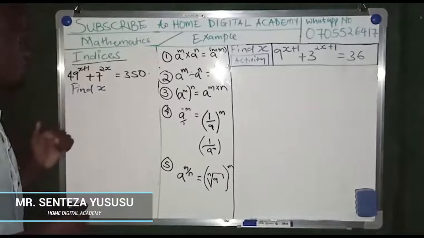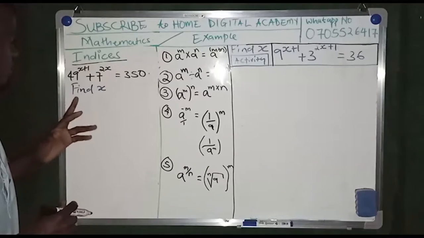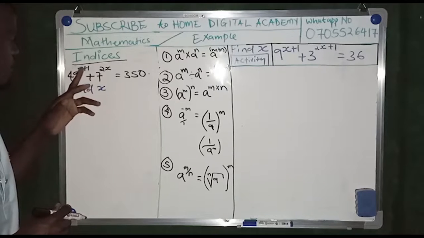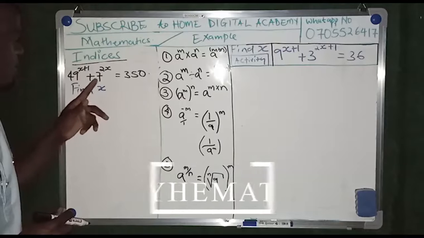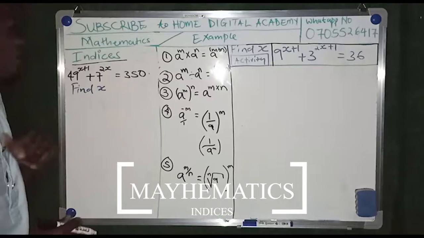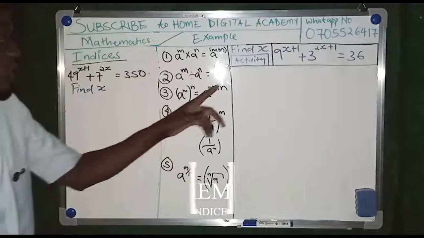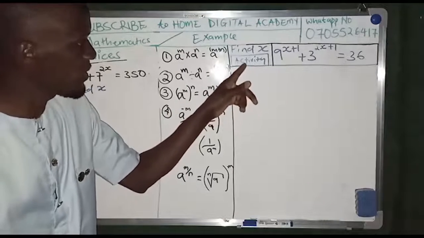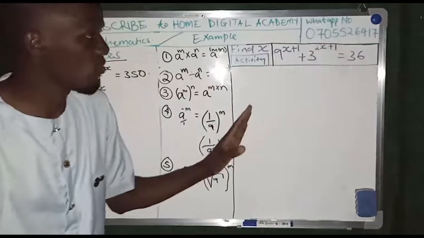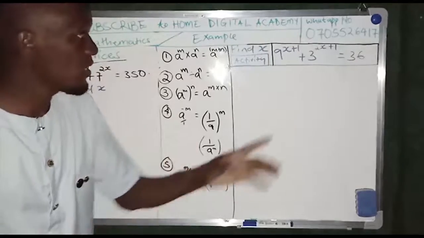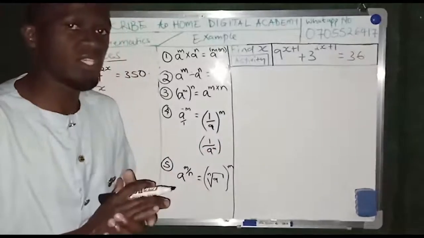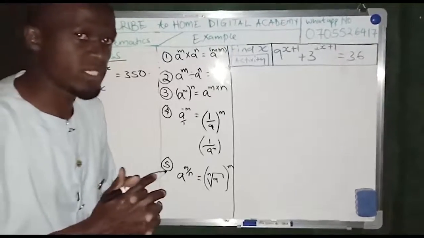Example number 2. You are given, for example, to find x: 49 to the power x plus 1, plus 7 to the power 2x, is equal to 350. After doing this, you are going to have your own activity, which is to find x for these figures. After getting the answer, put your answer on the WhatsApp number, this one, and I will see whether you have done the correct answer.